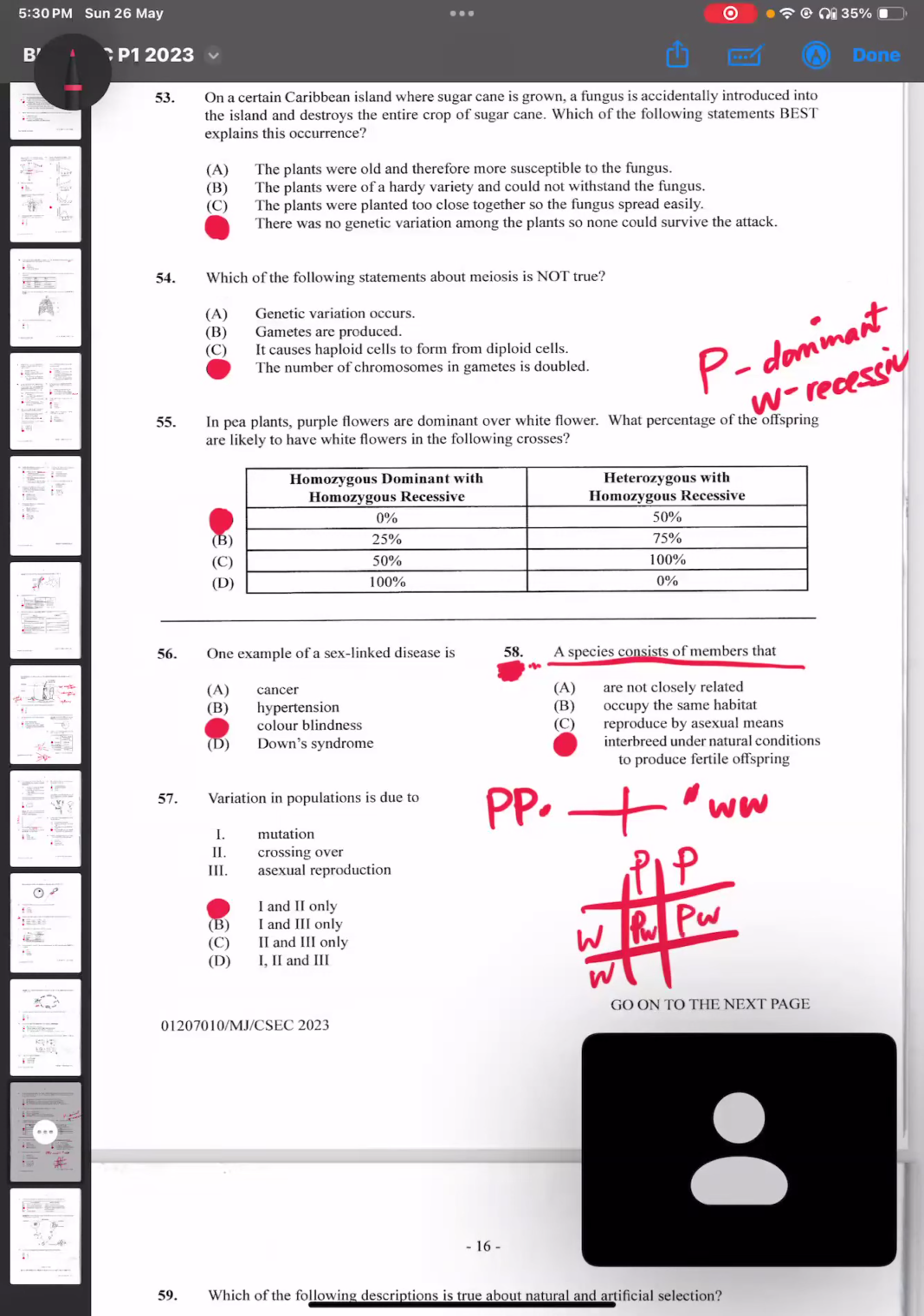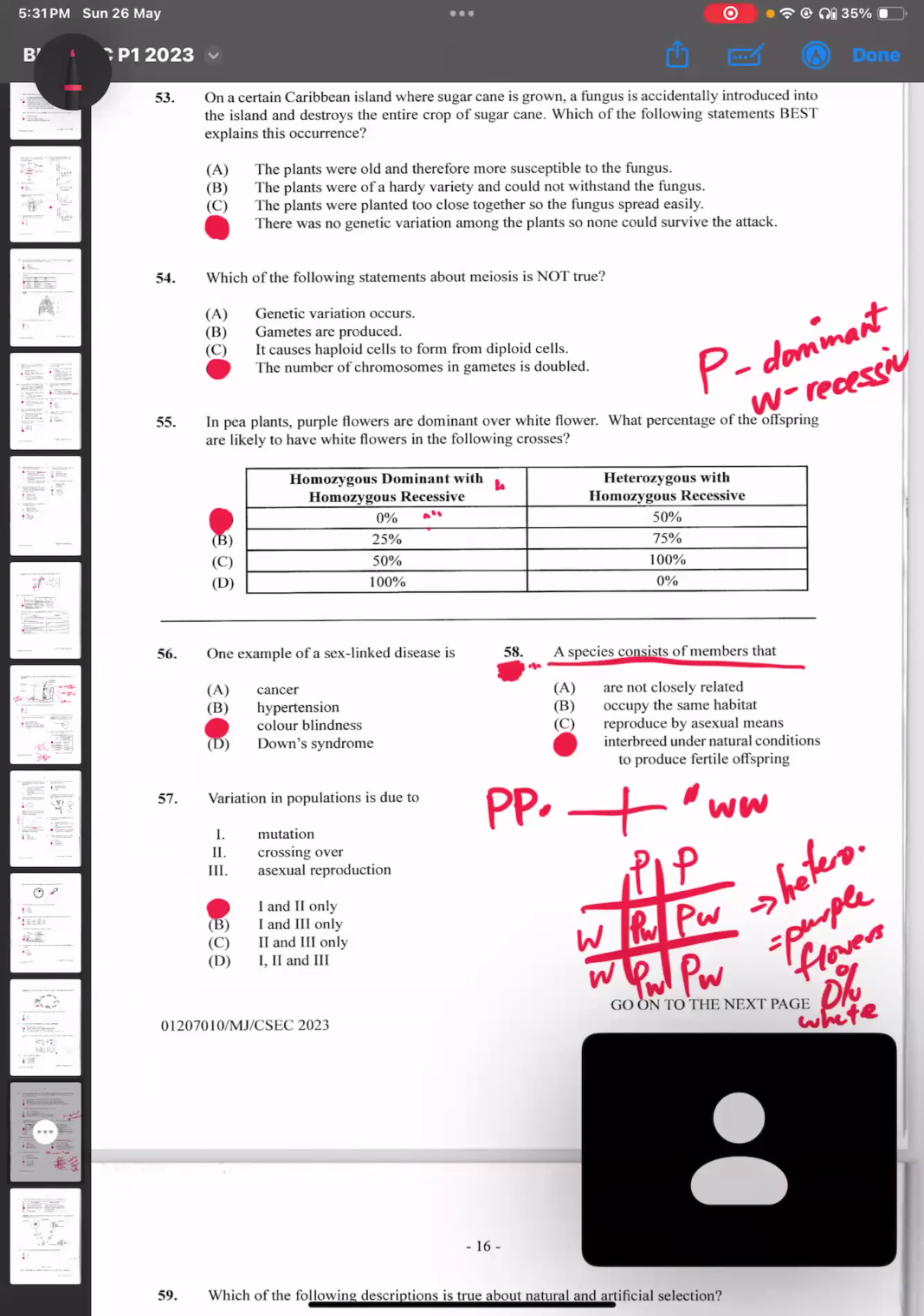PW, PW, PW, PW. All of the offspring is heterozygous, meaning that they have a dominant allele and a recessive allele. The recessive is the W and the dominant is the P. Because the dominant is present, all of them would have purple flowers. 0% would have white flowers. So you already know the answer is A, because 0% is there for the white flowers cross sizes.